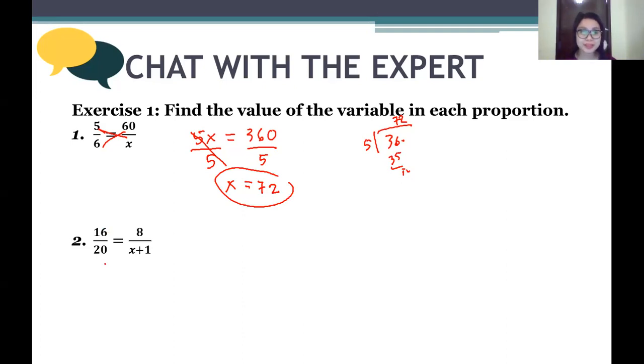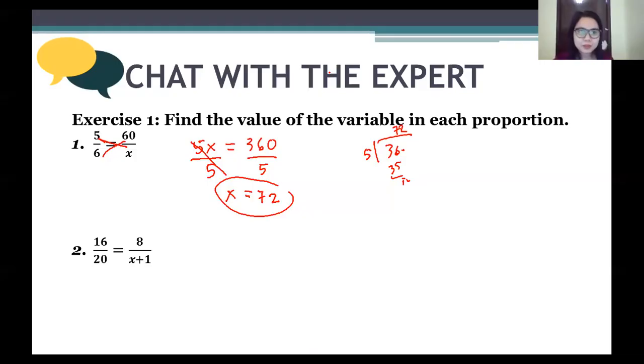16 over 20 is equal to 8 over X plus 1. Let me pause the recording and I'll wait for your answers in the chat box. Okay, now let me start answering. Tatiana said X is equal to 9. Very good. Let's start with cross multiplication.